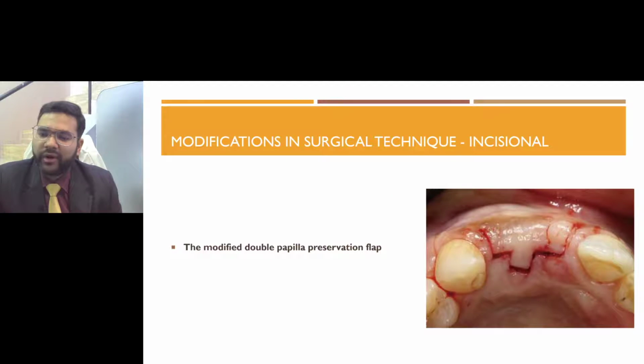Then we have a modified double papilla preservation flap such as this, where it can help form a papilla between the two dental implants. So whenever we are placing two adjacent dental implants in the aesthetic zone, we can make use of this kind of incision design, which maintains this thick tissue in between the two implants, which will further help us to have a good papilla.